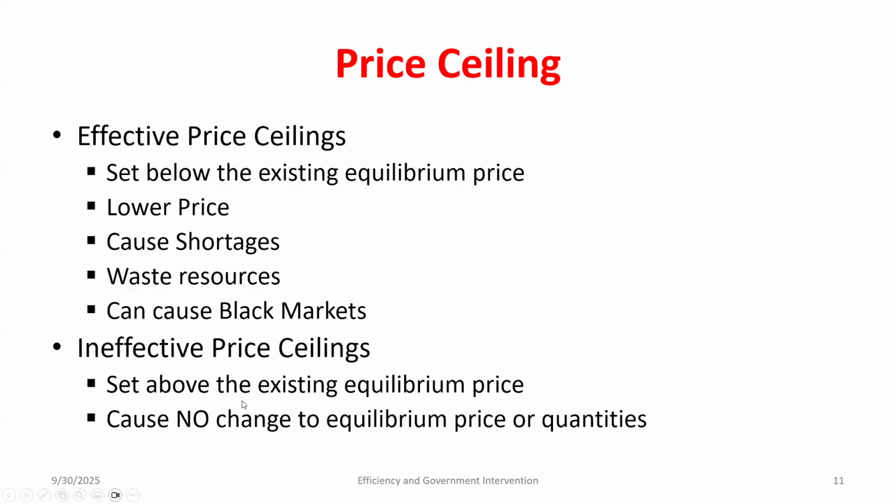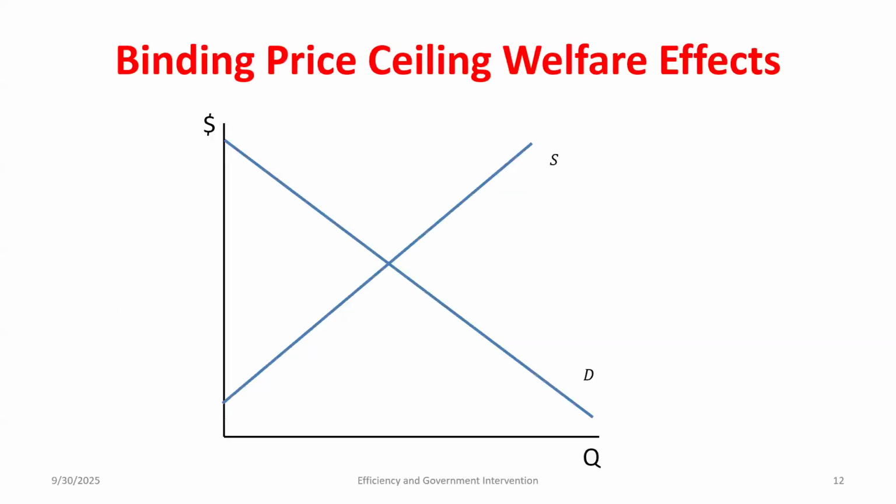And then I mentioned this already. If we set that price ceiling above the equilibrium price, we said it won't be effective. Nothing changes in the market. It remains in equilibrium. Consumer and producer surplus stay the same, and deadweight loss, nothing changes. If it's an ineffective price ceiling, deadweight loss is 0.